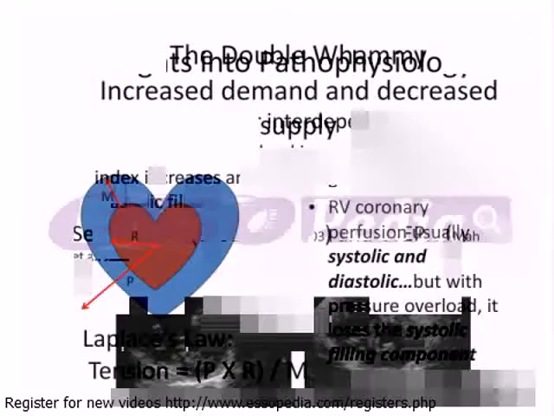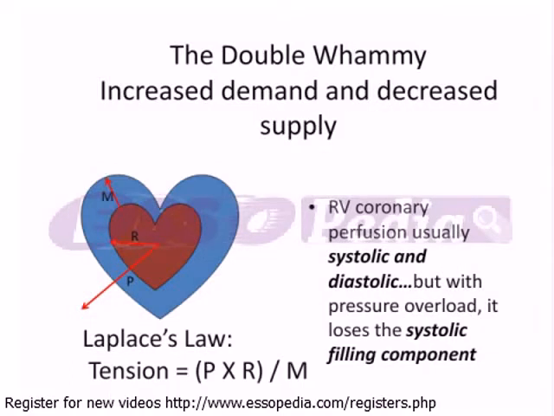RV coronary perfusion occurs both in systole and diastole, but as right ventricular systolic pressure increases, there's a lesser pressure gradient between the coronary diastolic pressure and the right ventricular pressure. As a result, when the so-called adaptive responses reach a certain tipping point, the right ventricle is faced with a double whammy of increased demand and decreased supply.